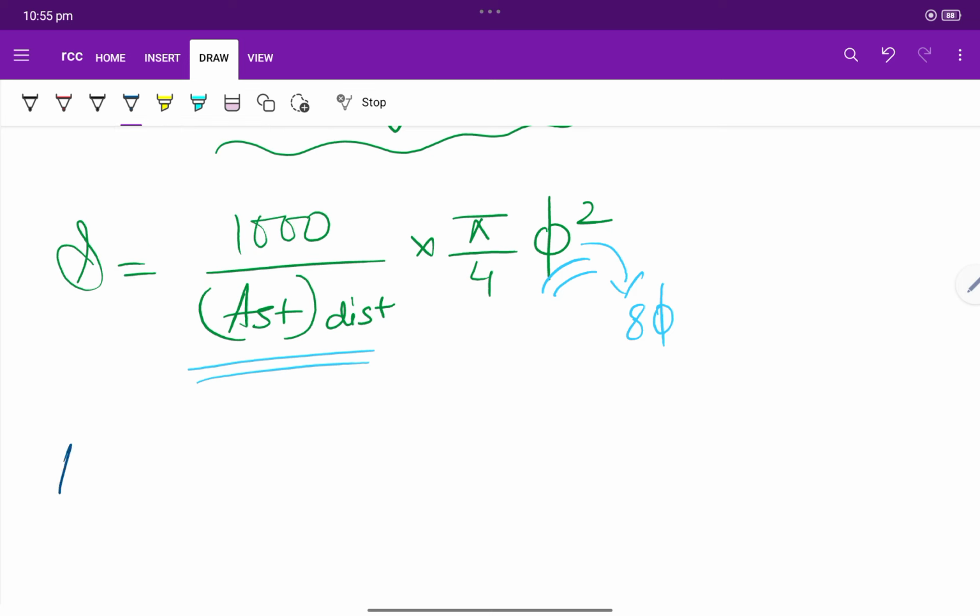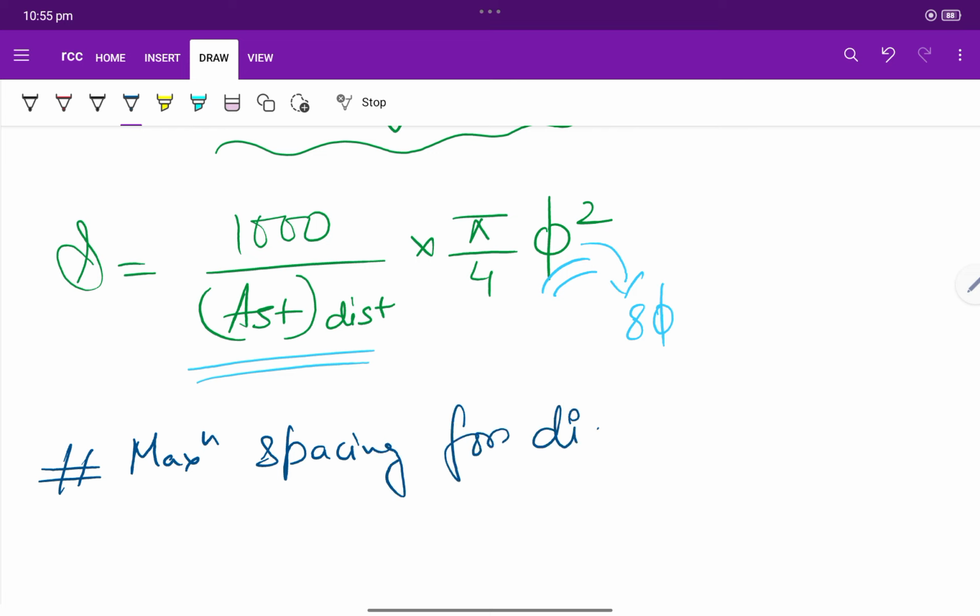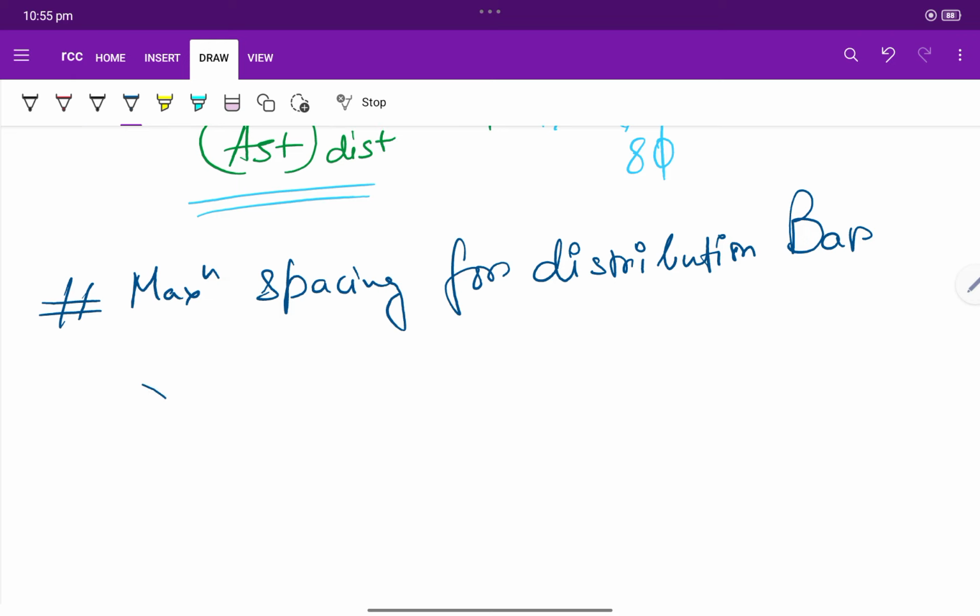So there is also an IS provision: max spacing for distribution bar. It should not be greater than 5D or 300 mm, whichever is minimum.